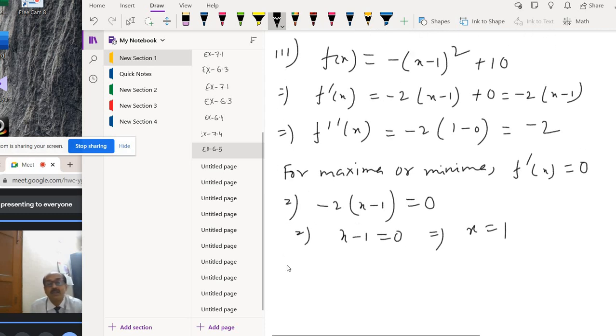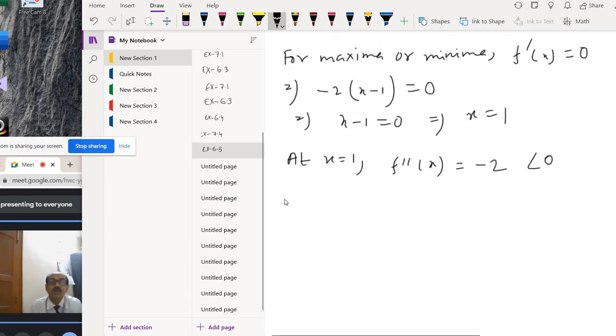Now at x equal to 1, the f double dash x value is minus 2. Minus 2 is less than 0, so it will have a maximum value. Therefore f(x) has a maximum value at x equal to 1.